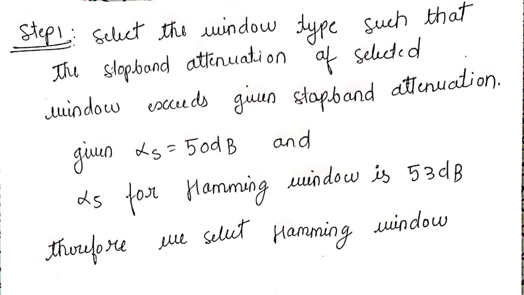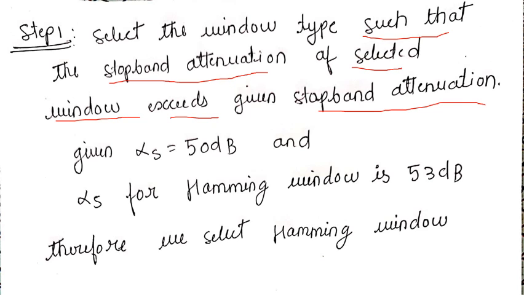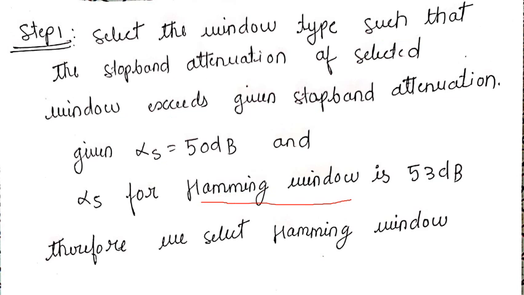Now, step 1 to design an FIR filter using the window technique is to select a window type such that the stopband attenuation of the selected window exceeds the given stopband attenuation. In the question, they have mentioned the stopband attenuation should be a minimum of 50 dB, and therefore we select the Hamming window to design the FIR filter. The Hamming window has a minimum attenuation of 53 dB, and in the question we are required to have a minimum attenuation of 50 dB. Therefore, we select the Hamming window to design this FIR filter.